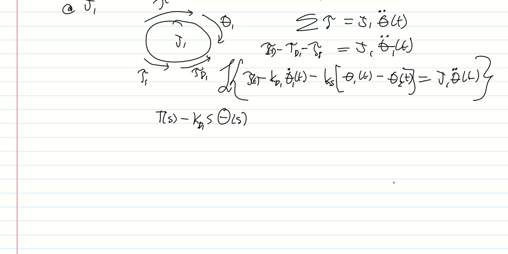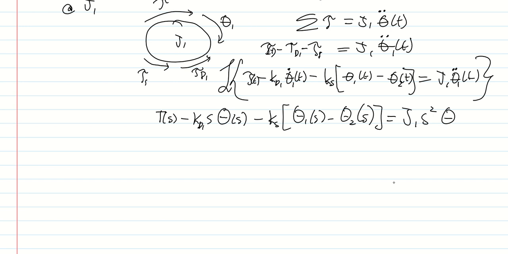Then there are two parts here. We have Ks times this one, so this is minus Ks times theta 1 in the S domain minus theta 2 in the S domain. And this is equal to J1. This is second order, so S squared, then theta 1 in the S domain.